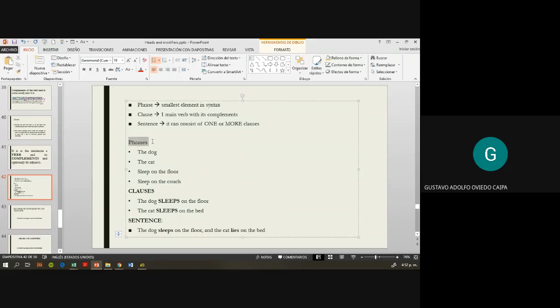So we begin with the phrase, which is an element that can build a sentence. And as you can see, it is just one head with a modifier, one head with a modifier, one head with a modifier, and one head with a modifier. They can have more modifiers, but that's not the thing for the moment. A clause is what you would consider a simple sentence.